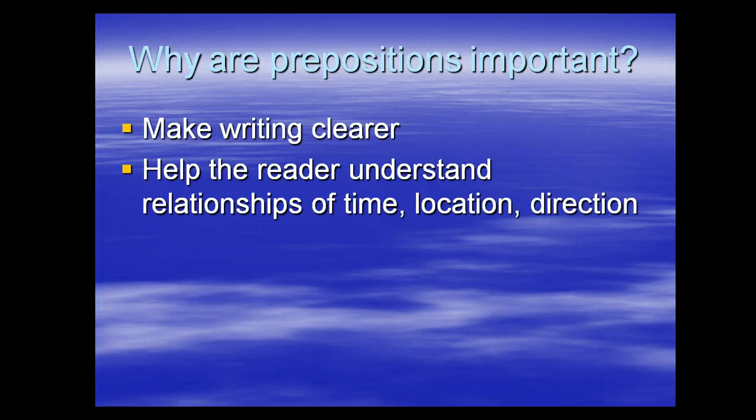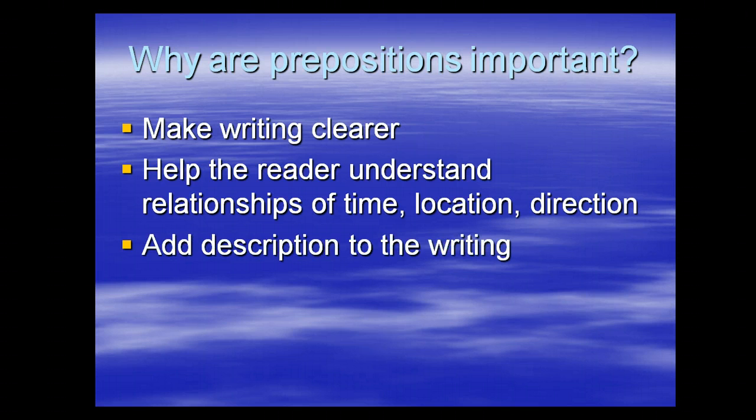So without them, we wouldn't be able to clarify our meaning as far as where things are located, or the direction, around the corner, or even time. About 1 o'clock. About is a preposition. They also help add description to the writing. Okay. They give us a little bit more detail in our sentence so that the reader has a better picture in the mind when you're writing.